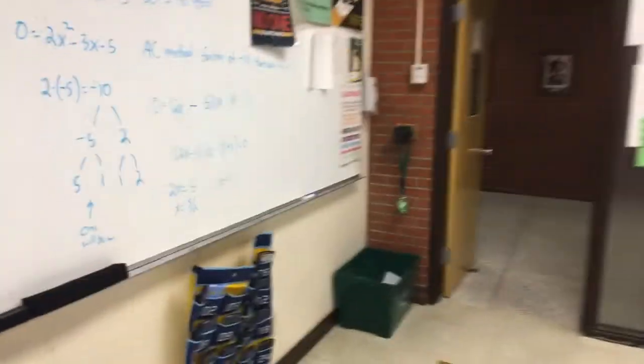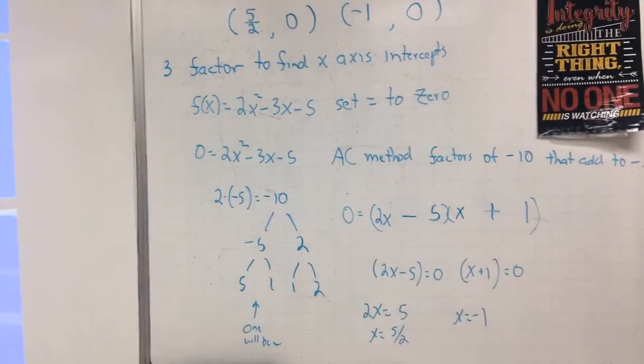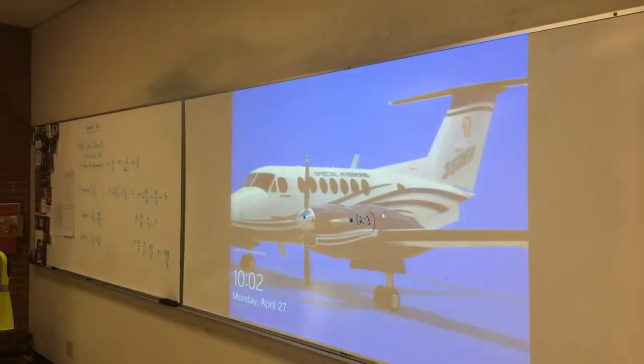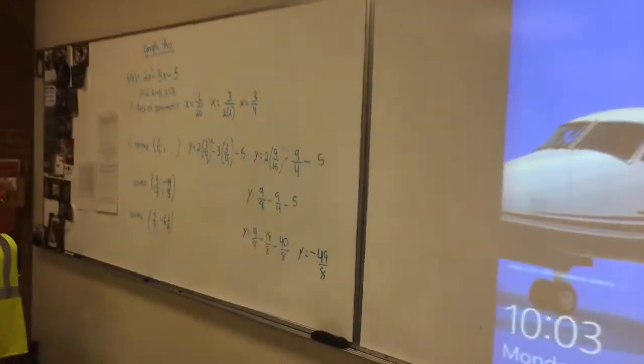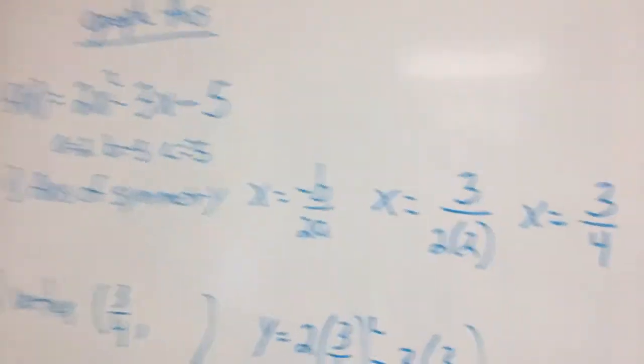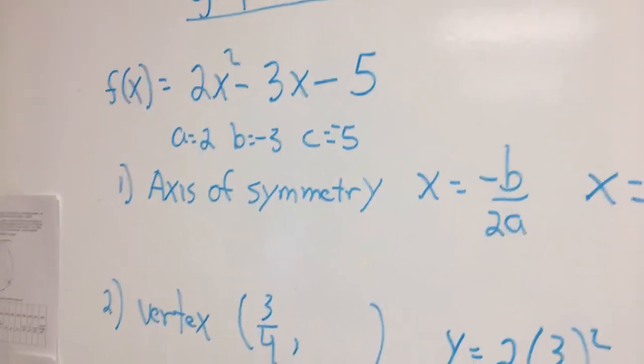But that's how you graph this parabola. That's how you do it. So 3 steps. The first thing you do, find your axis of symmetry. How do you do that? Like that. Identify your A, B, and C. And don't forget your minus sign like I did.